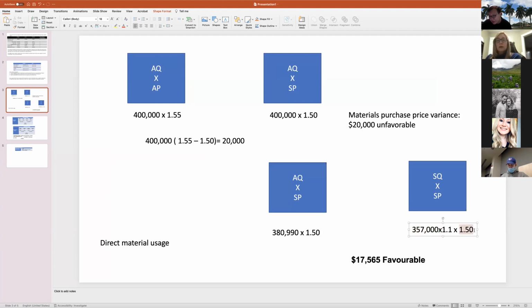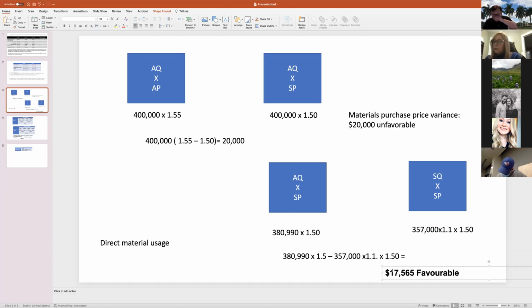And the standard rate is 1.5. So if I use this number minus this number: 380,990 times 1.5 minus 357,000 times 1.1 times 1.5, that should equal negative 17,565, and this is favorable.